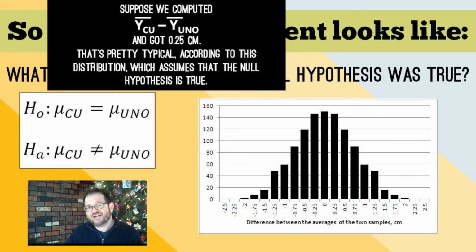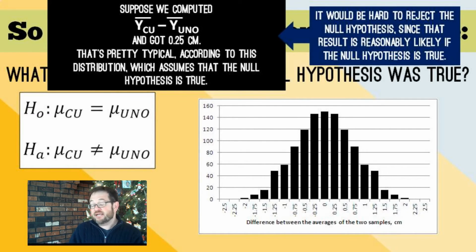So for example, let's say I actually took that sample and measured the mean height of Creighton students in some sample and the mean height of UNO students in some sample, and I got a difference of 0.25 centimeters. If I look at this curve here, 0.25 centimeters is really close to the hump of the distribution of this variable if we're assuming the null hypothesis is right. That's a pretty common possibility on this histogram. That's a pretty typical difference according to this distribution, assuming that the null hypothesis is true.